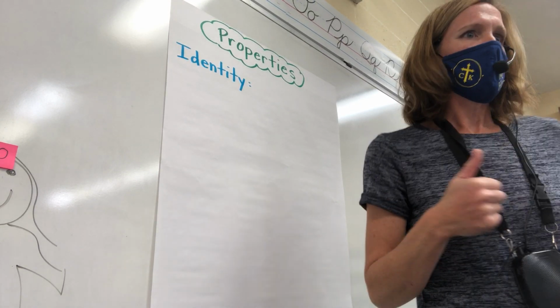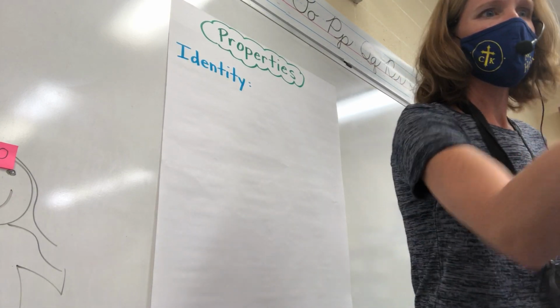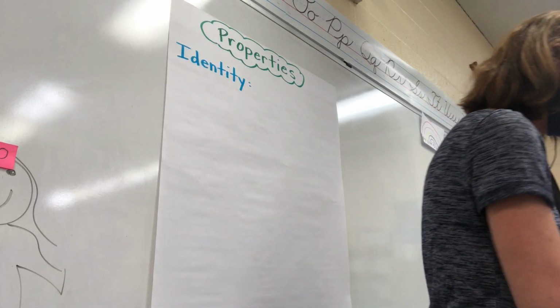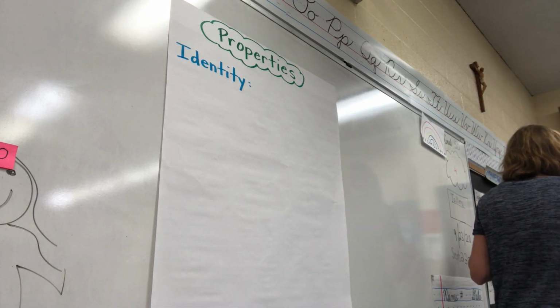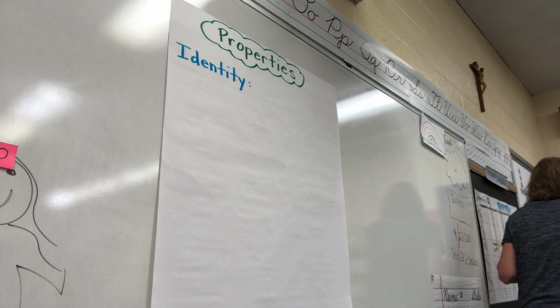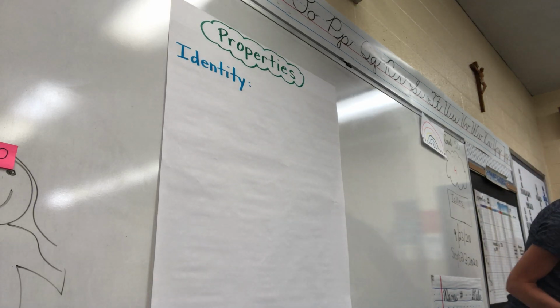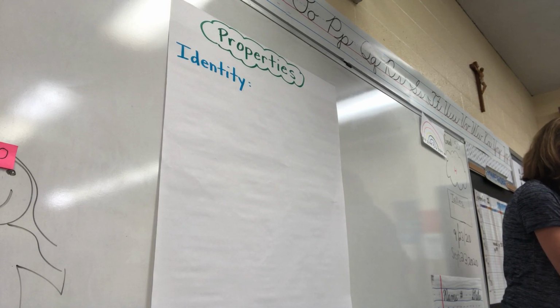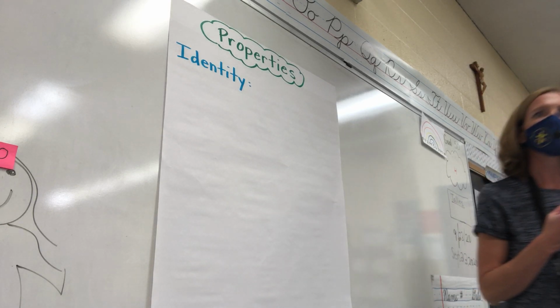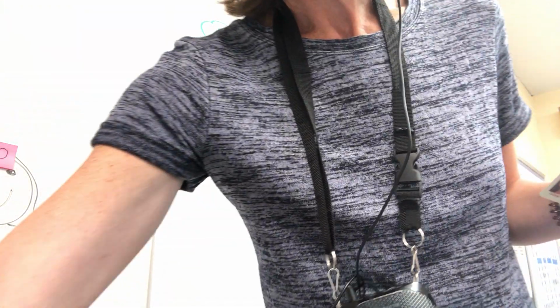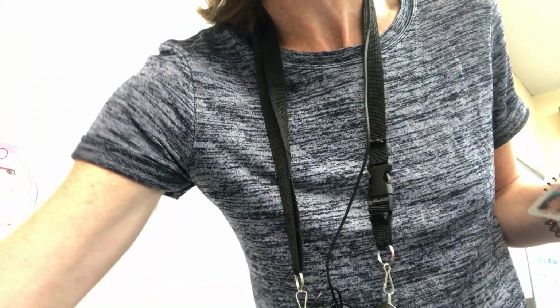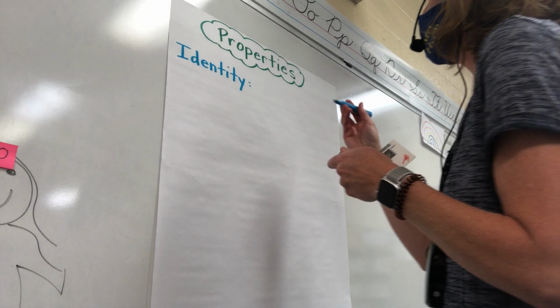Cora wrote 4 plus 0 equals 4. 1 plus 0 equals 1. 1,000 plus 0 equals 1,000. 10 plus 0 equals 10. 5 plus 0 equals 5. 4 plus 0 equals 4. 2,000 plus 0 equals 2,000. 2 plus 0 equals 1. Okay, so you ready? I'm sorry, 2. That would make more sense, wouldn't it? Thank you, Ryan.